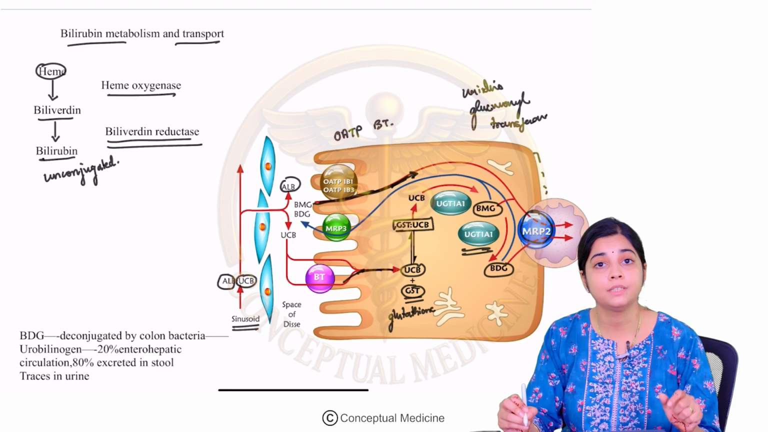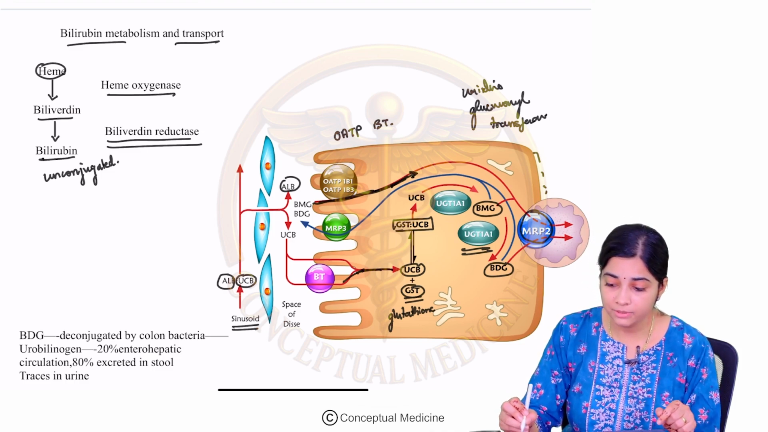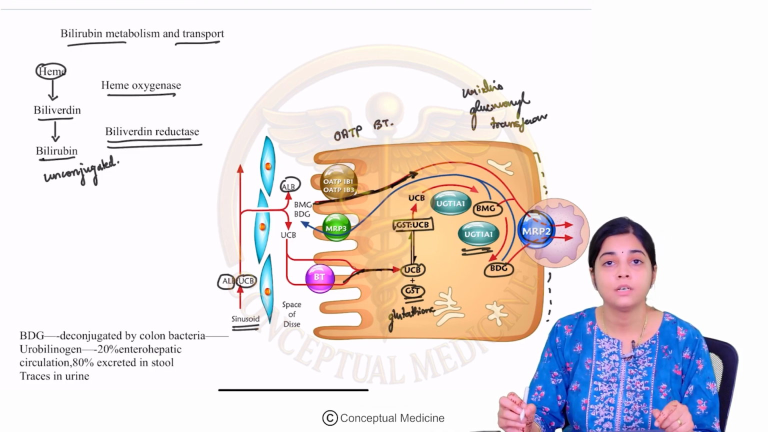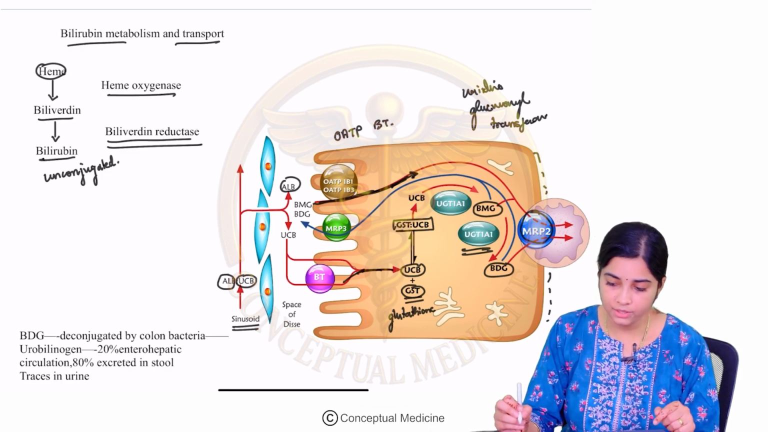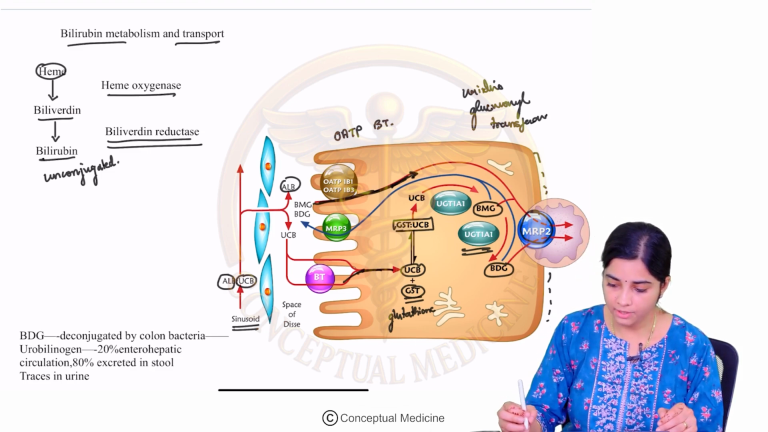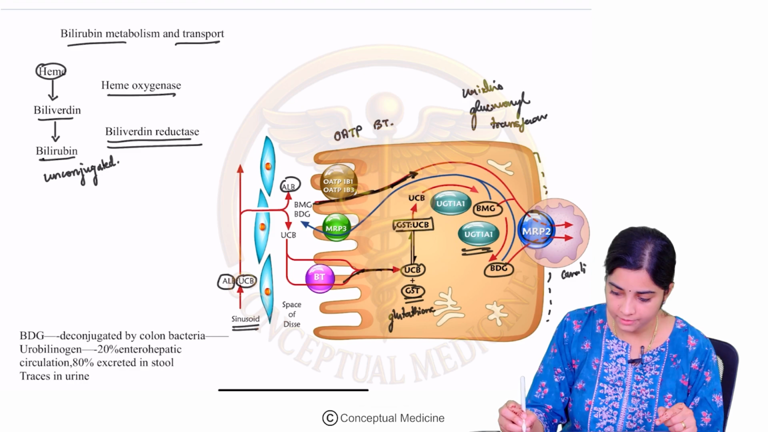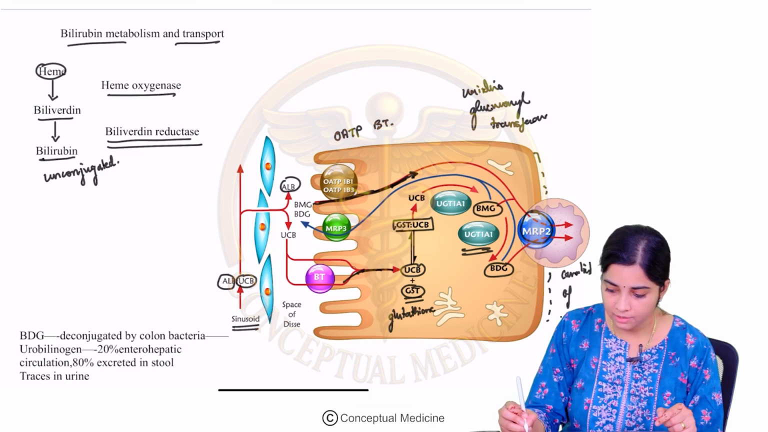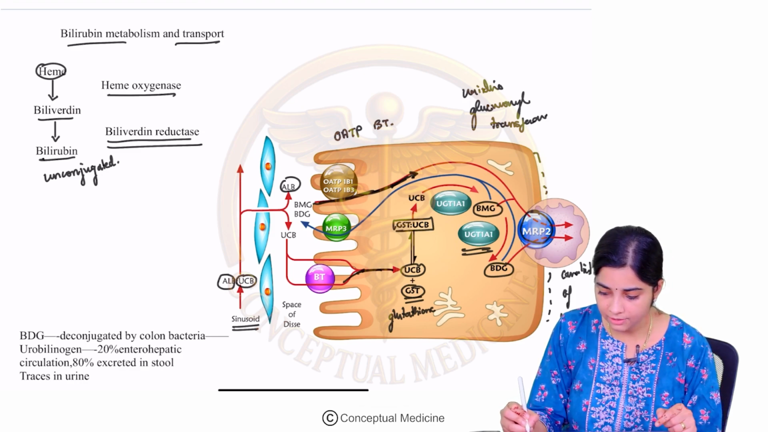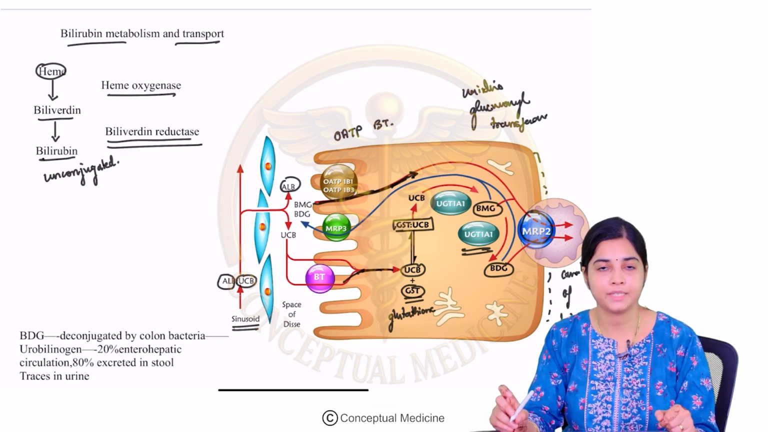This bilirubin diglucuronide is transported via the basolateral membrane via the other transporter, MRP2, into what? Into the canaliculi of the bile duct.